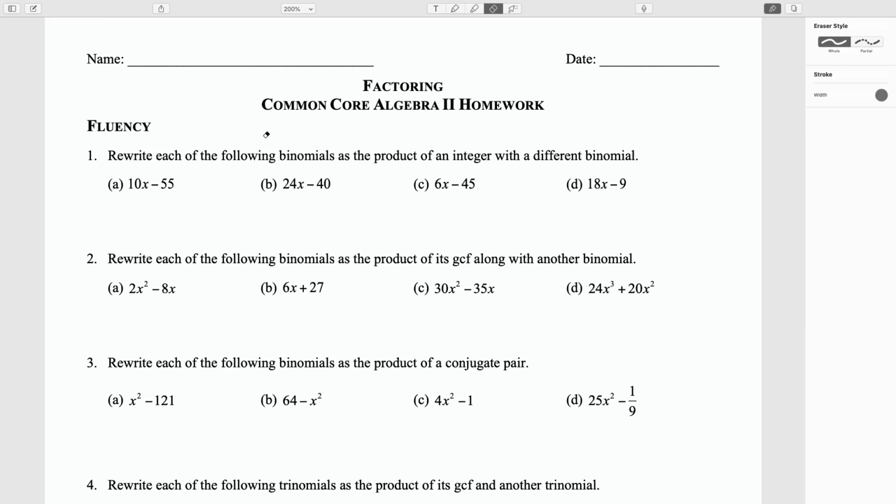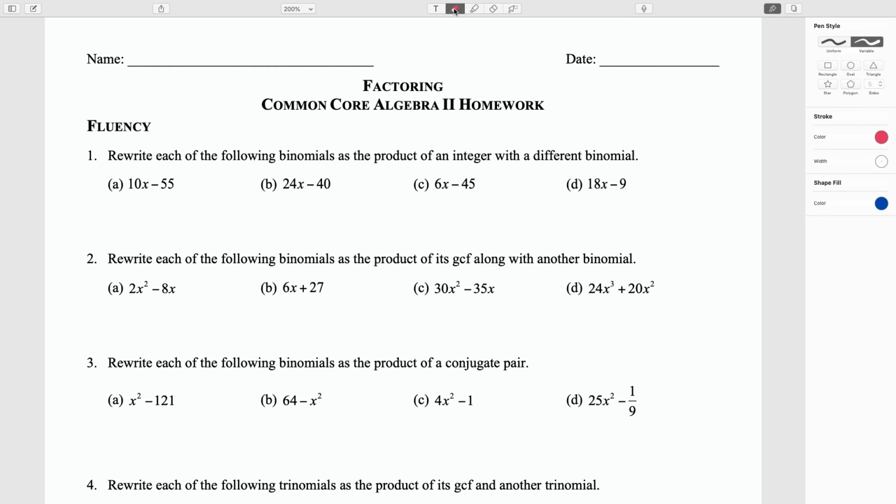So today I'm going to review the practice questions from the factoring worksheet for Emathinstruction. The first question says, rewrite each of the following binomials as a product of an integer with a different binomial.